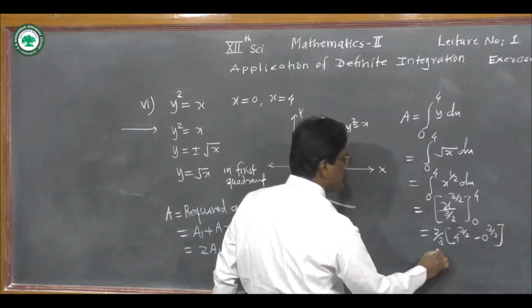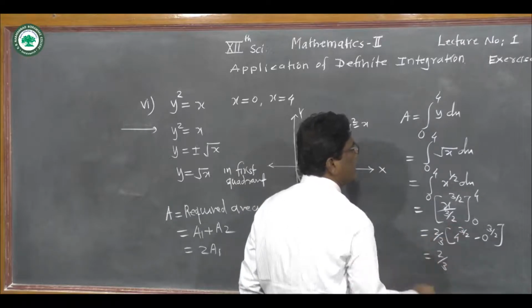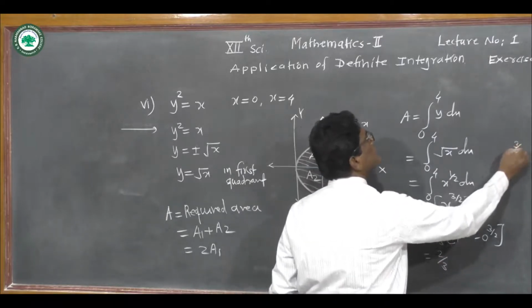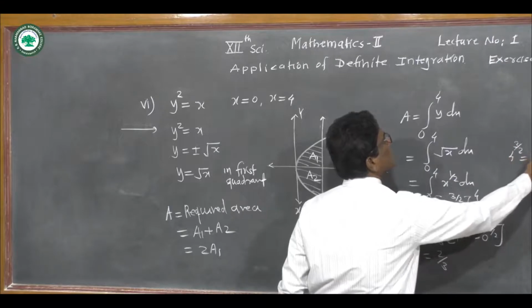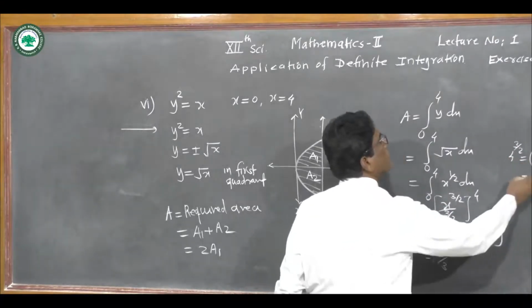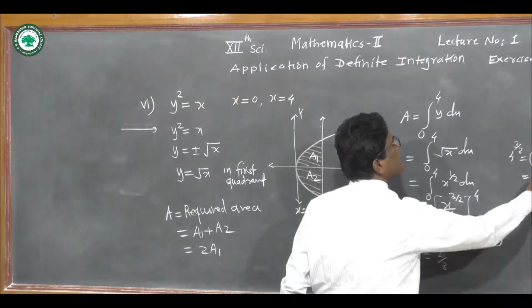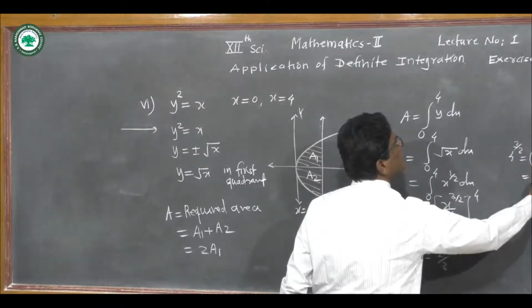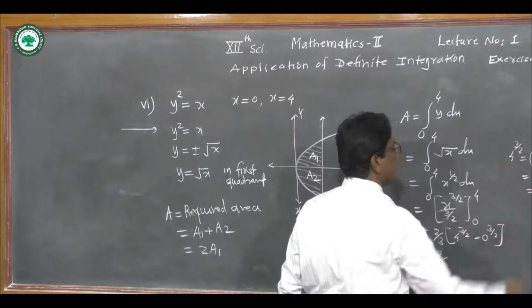So it is equal to 2 by 3. Now 4 to the power 3 by 2 is equal to 4 to the power 1 half, whole to the power 3, using the rule of indices. 4 to the power 1 half is the square root of 4, that is 2, and it's a third power, 2 to the power 3, that is 8.